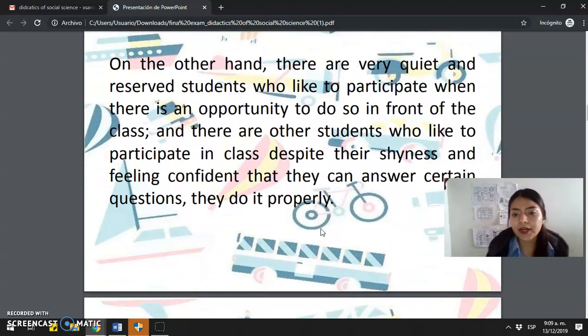On the other hand, there are very quiet and reserved students who like to participate when there is an opportunity to do so in front of the class, and there are other students who like to participate in class despite their shyness, feeling confident that they can answer certain questions. They do it properly. So there are students that participate actively. They are so intelligent, and this is not to say that the others are not, but they want to participate and show their mates that they know.